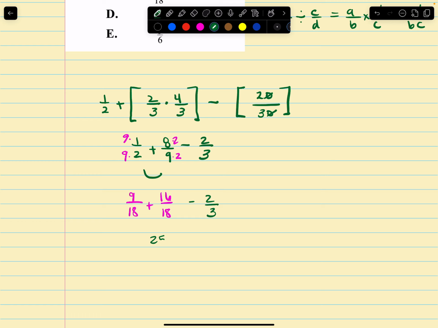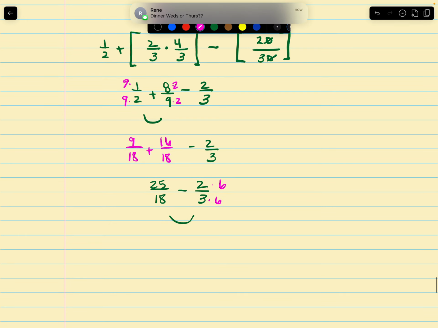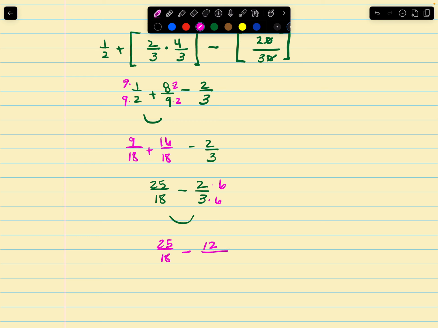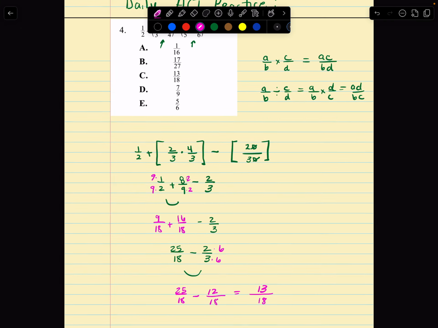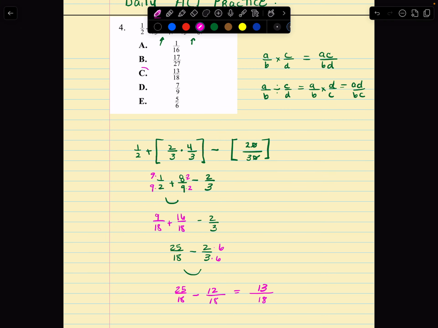So now we have 25/18 minus 2/3. So we need a common denominator between 18 and 3. And 18 is a common denominator, so we just have to multiply this one, top and bottom, by 6. So now I have 25/18 minus, now I multiply across, 2 times 6 is 12, over 3 times 6, which is 18. And now I retain the denominator now that it's the same and subtract the numerator. So 25 minus 12 is 13. So our answer is 13/18 or C.